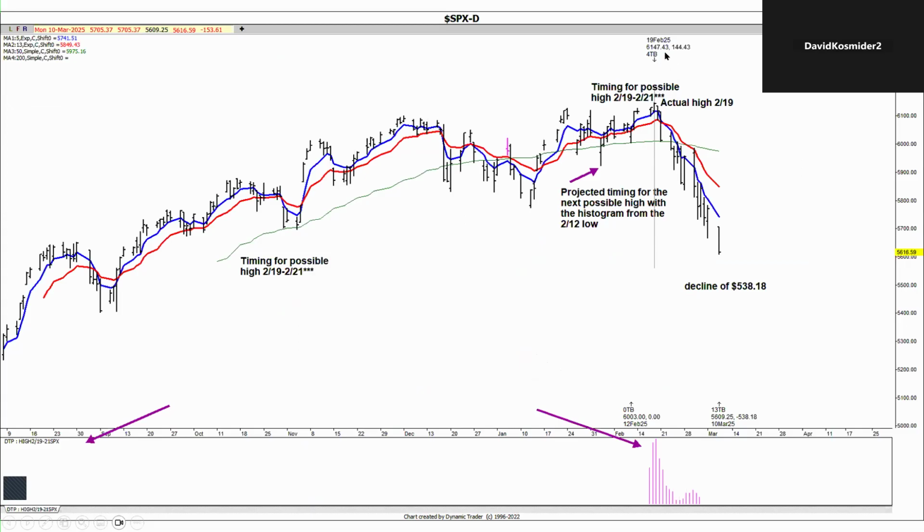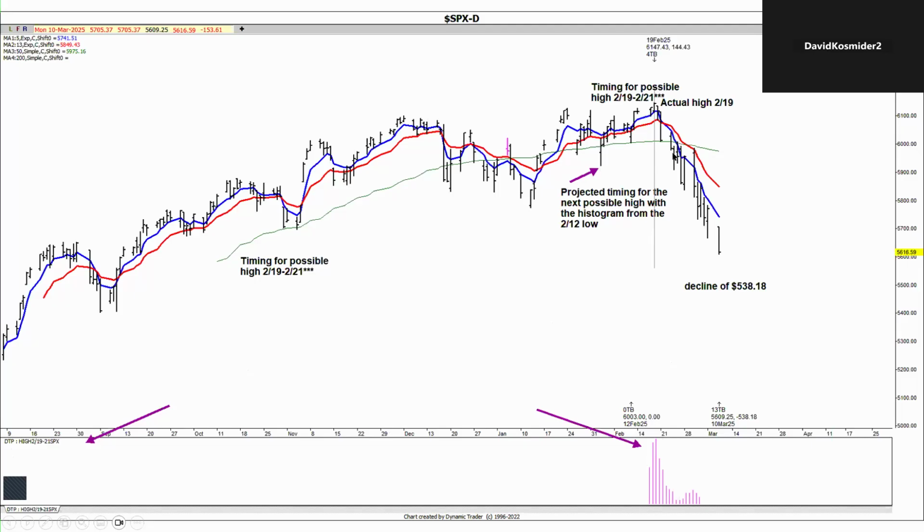And this was February of '25. Basically, I had projected from this last low for the next possible high. You can see the histogram. I labeled the dates to watch for the possible reversal. And again, these dates don't always produce a reversal, but it does often enough that it's worth watching. So in this case, we had the 19th through the 21st.